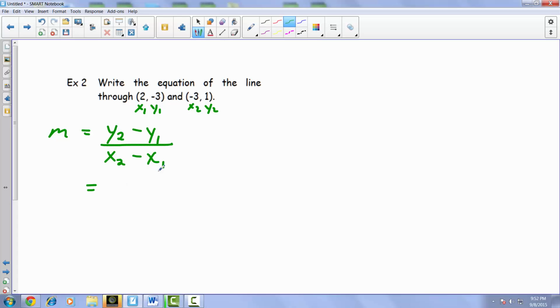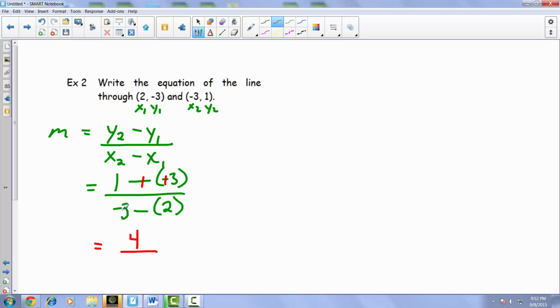Going ahead and just throwing those values in, our y2 is 1 minus our y1, which is -3, and this is over our x2, here it is at -3, minus our x1, here it is 2. So it looks like on top we end up with 1 minus -3 because we are subtracting a negative. We are really adding this value. So we end up with 1 plus 3, which gives us 4 on top.